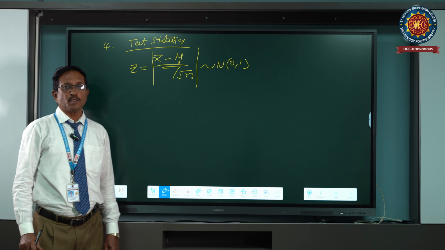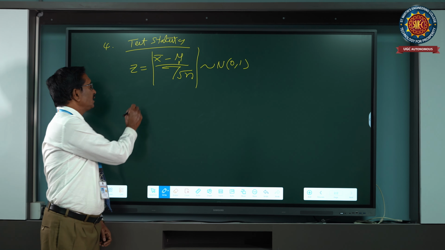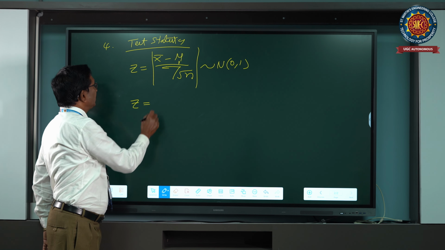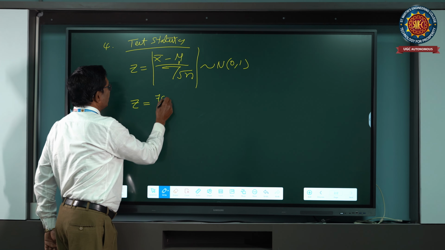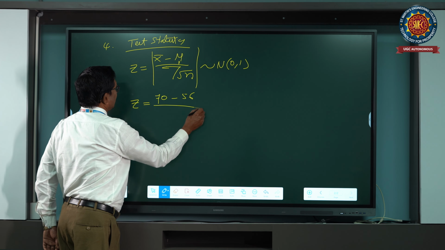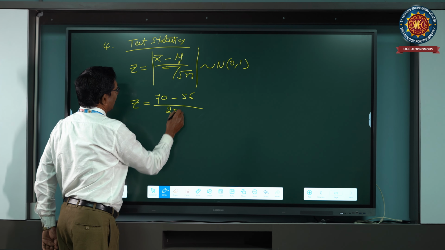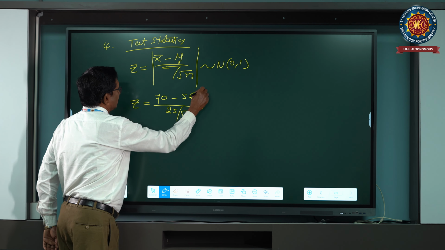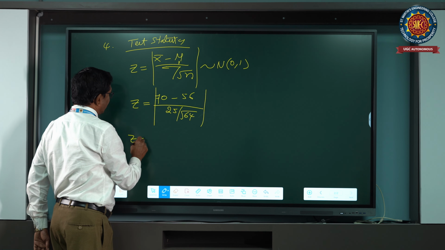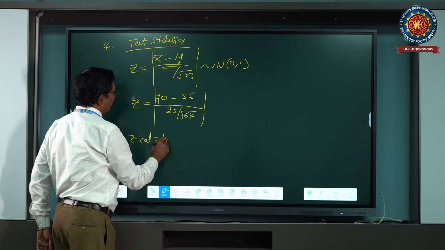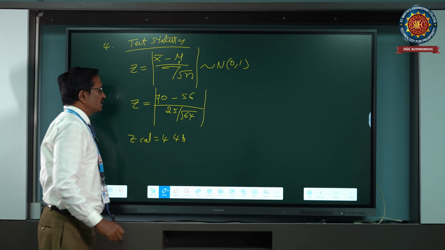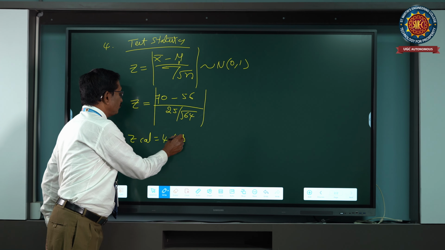So that's why we substitute these values in this part. Z is equal to (70 minus 56) by (25 by root 64). This is the formula. The Z calculated value is approximately 4.48. This is the fourth step.